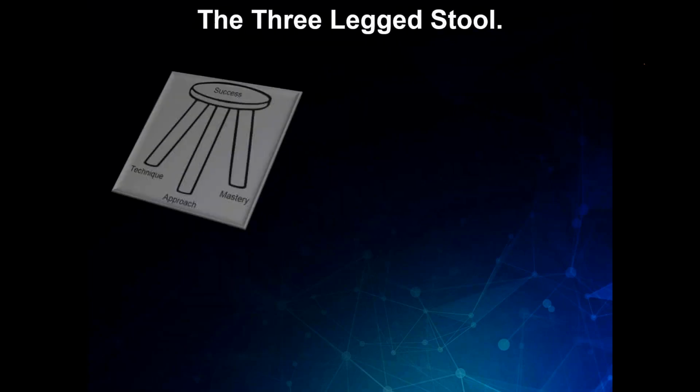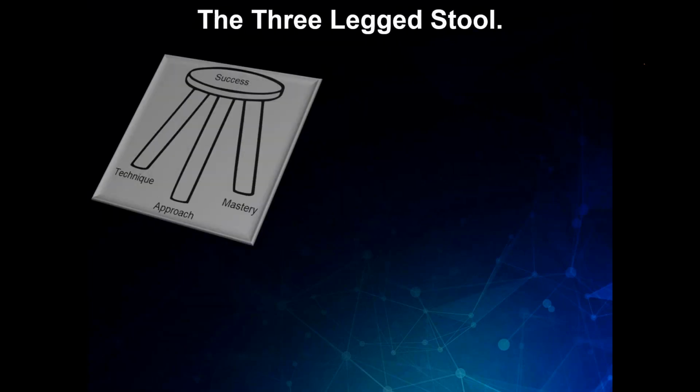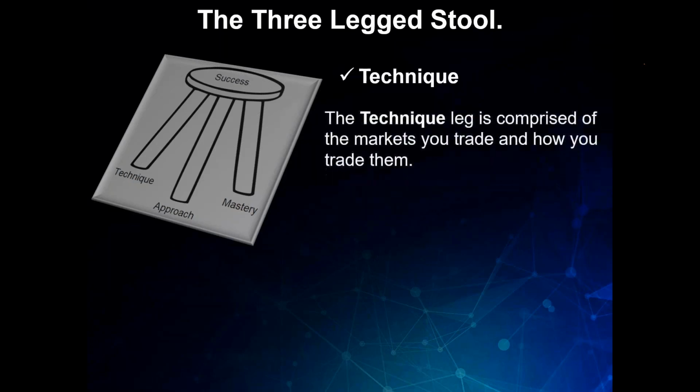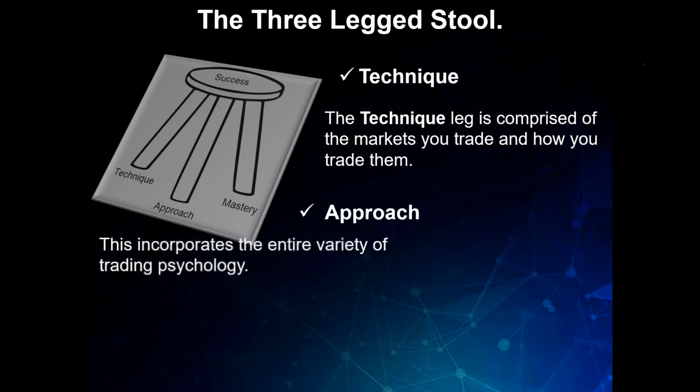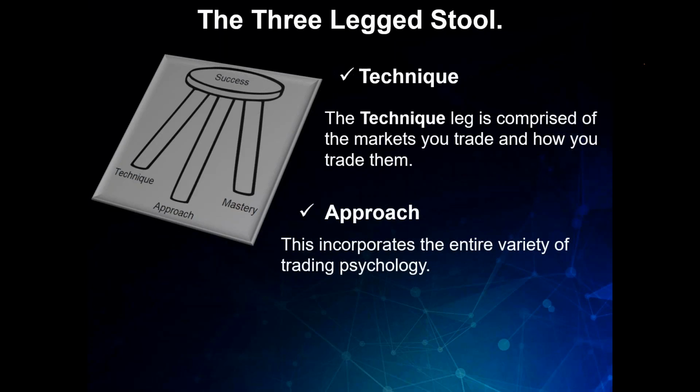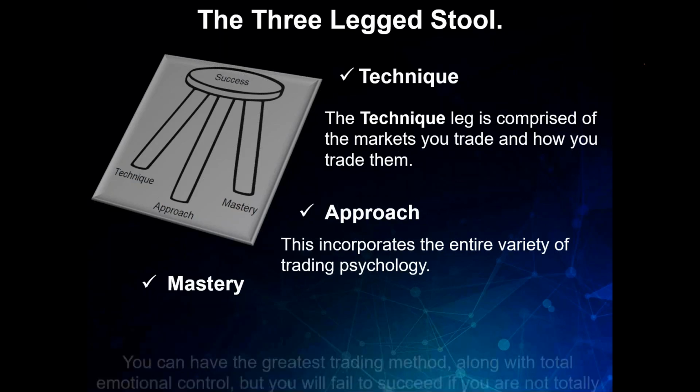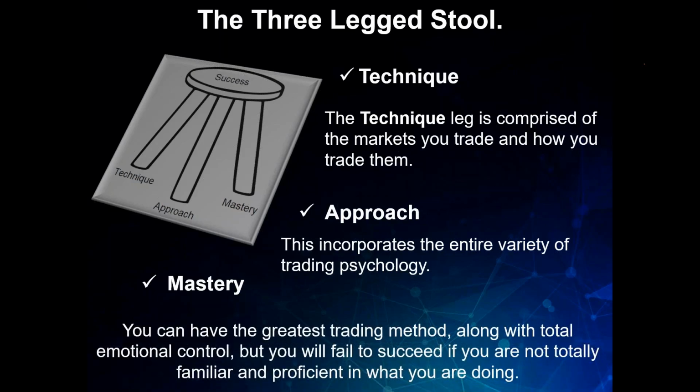What is the three-legged stool? Well, success is what you sit on: technique, approach, and mastery. The technique leg is comprised of the markets you trade and how you trade them. The approach incorporates the entire variety of trading psychology. Mastery: you can have the greatest trading methods along with total emotional control, but you will fail to succeed if you are not totally familiar and proficient in what you are doing.